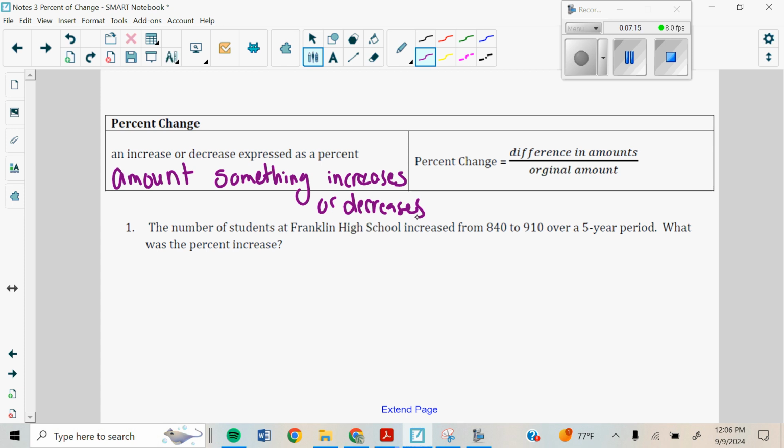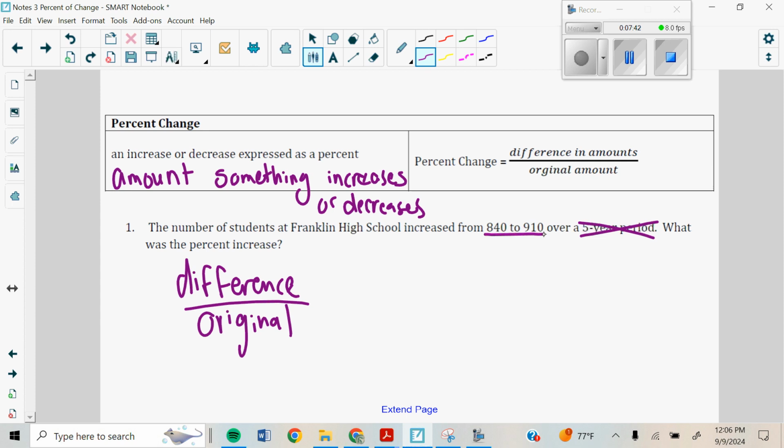So the part that talks about a 5-year period, we actually don't need that. So don't get confused when they tell you an amount of time. All we're looking at is, hey, we went from 840 to 910. So we are looking, reminder, for the difference over the original. So we're going to go ahead and subtract 840 and 910.